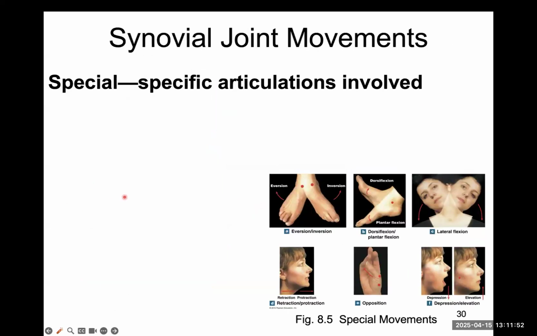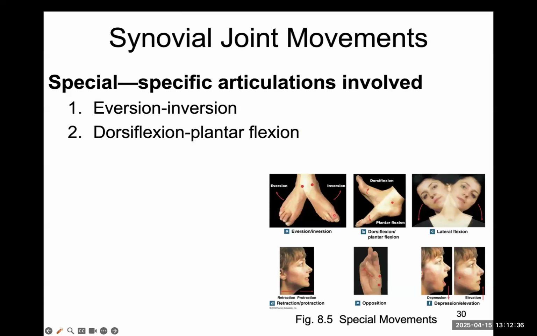Some body parts are very unique and they have their specific articulations, their specific special movements. So we have few of those. We have eversion, inversion, and if you look at your foot and your big toe here, basically that's eversion and then inversion. I have another picture that I'm going to show you. So your big toe, the hallux, is going to be inversion. If your little toe goes up, that's going to be eversion. So eversion is your little toe is up, and then inversion is your big toe is up.